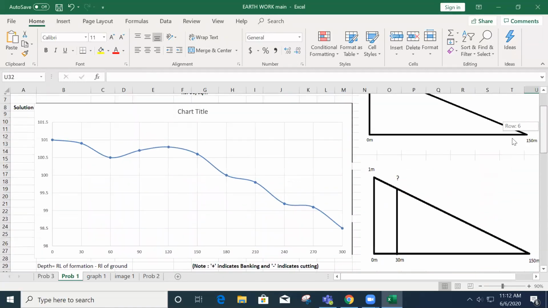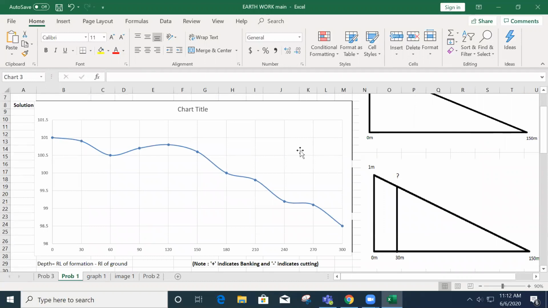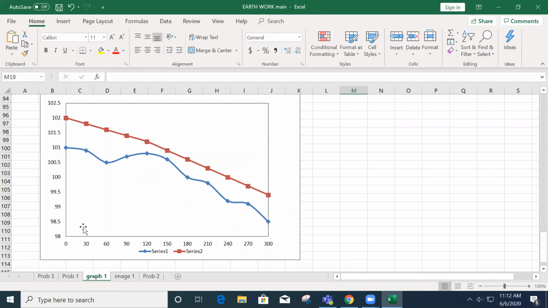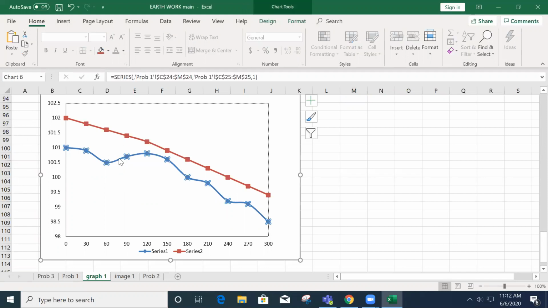So we have calculated the formation, and we had a graph also. And remember, these graphs are not required unless they ask. Only if they ask, you can plot it like this. In the graph, the x-axis should be distance and the y-axis should be RL. So this will be the RL of the ground, and this is the formation level. You can clearly make out and draw the proper graph.